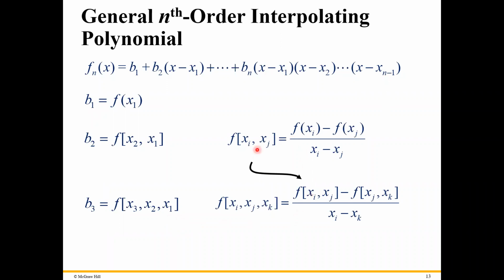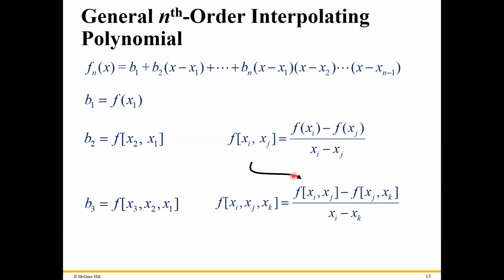So here in this case, now we can find the differences. This b2 will be given by this function of x2 and x1, and that function of x2 and x1 will be equal to f of xi minus f of xj divided by xi minus xj. And similarly, if we have 3, then we will have f of xi minus f of xj, minus f of xj minus f of xk, over xi minus xk.